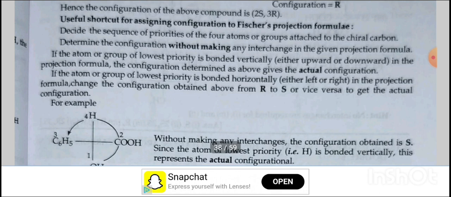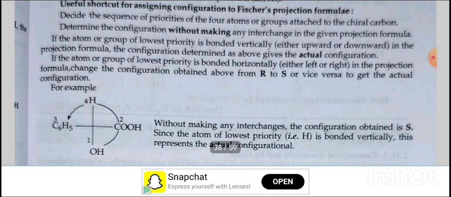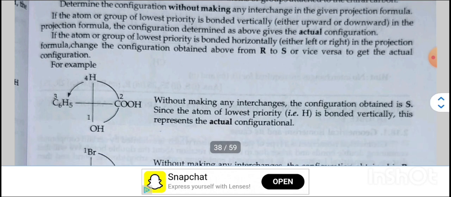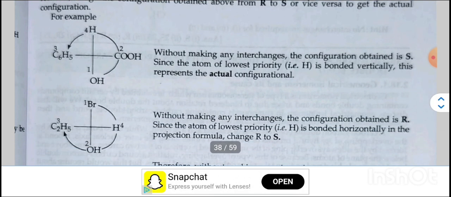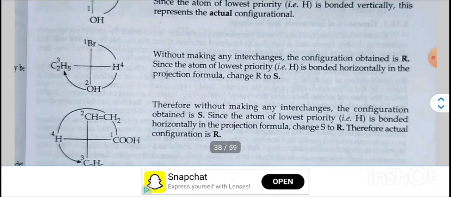If the atom or group of lowest priority is bonded horizontally in the projection formula, change the configuration above from R to S or vice versa to get the actual configuration. Without making any interchange, the configuration is S. Since the atom of lowest priority, hydrogen, is bonded vertically, this represents the actual configuration.